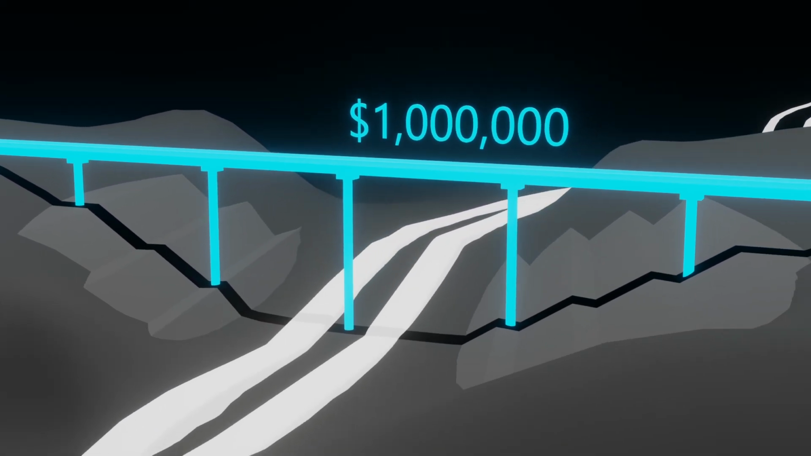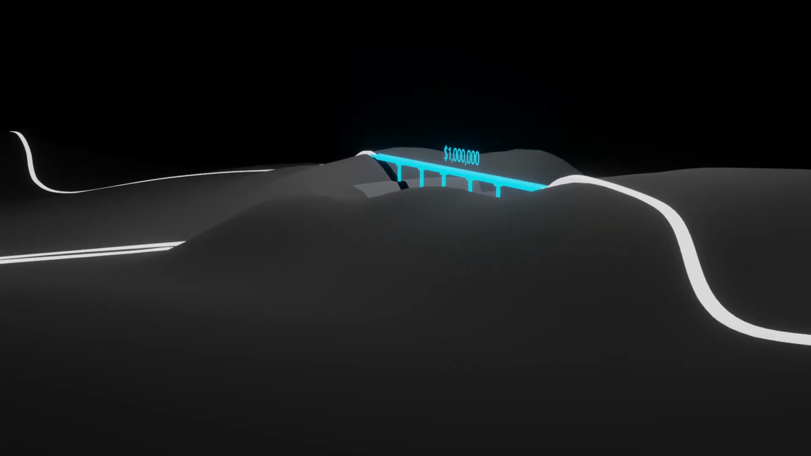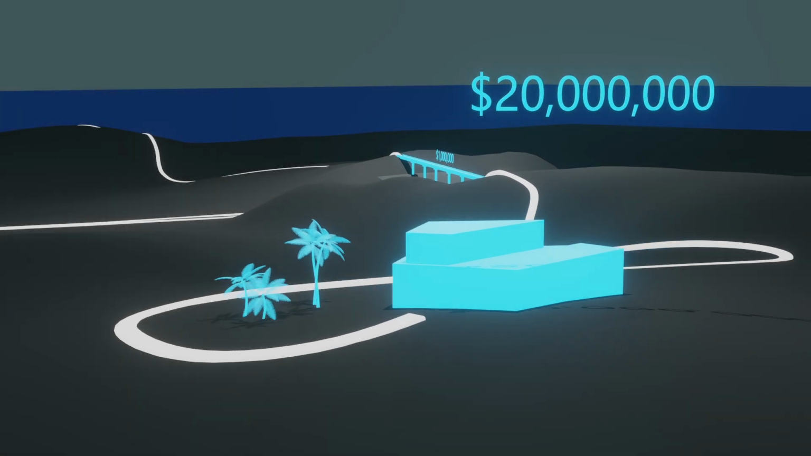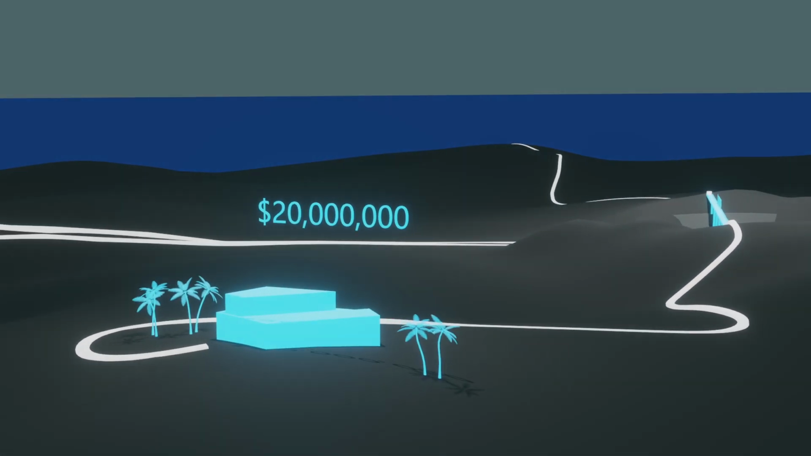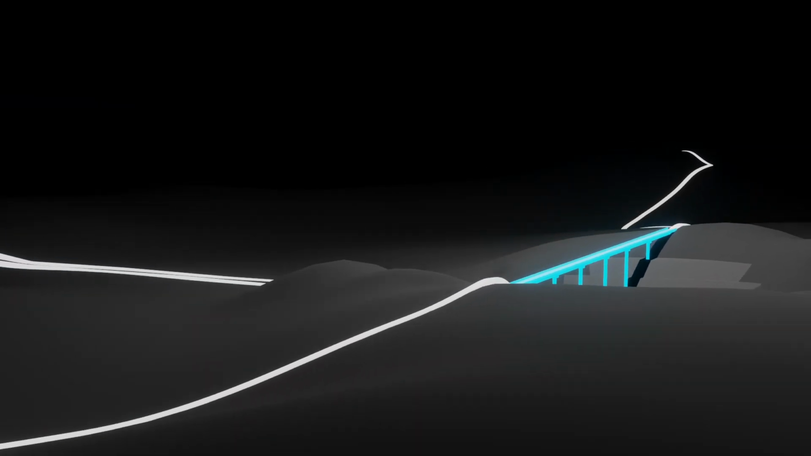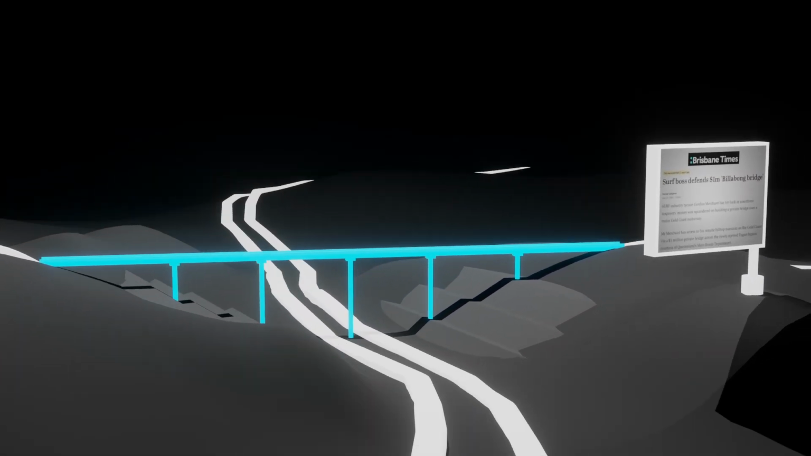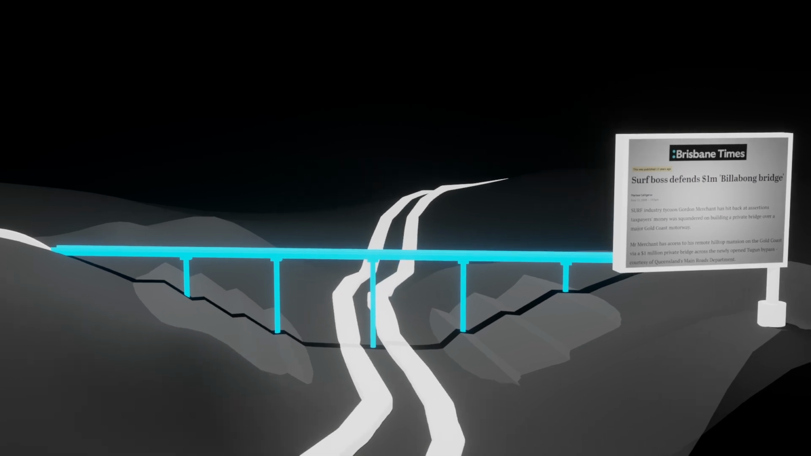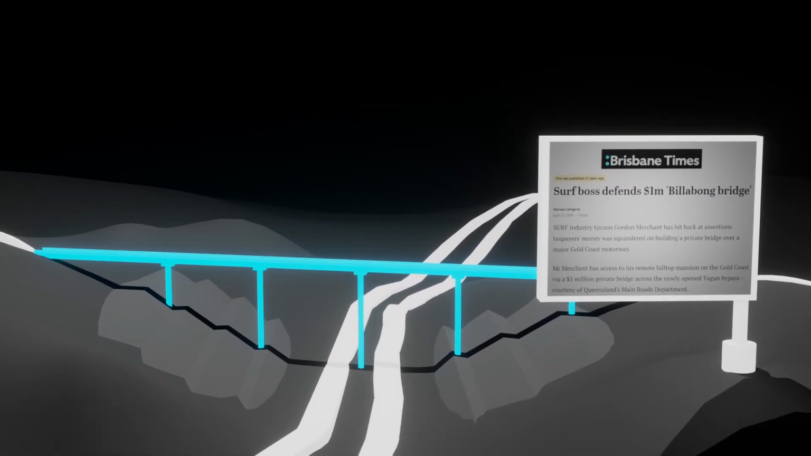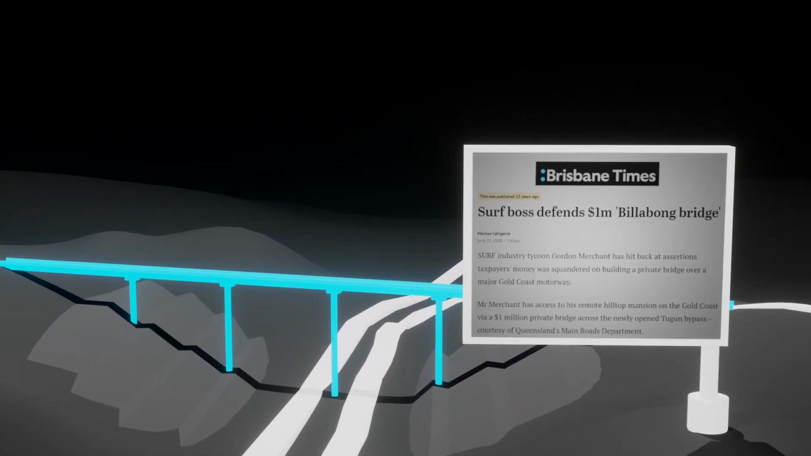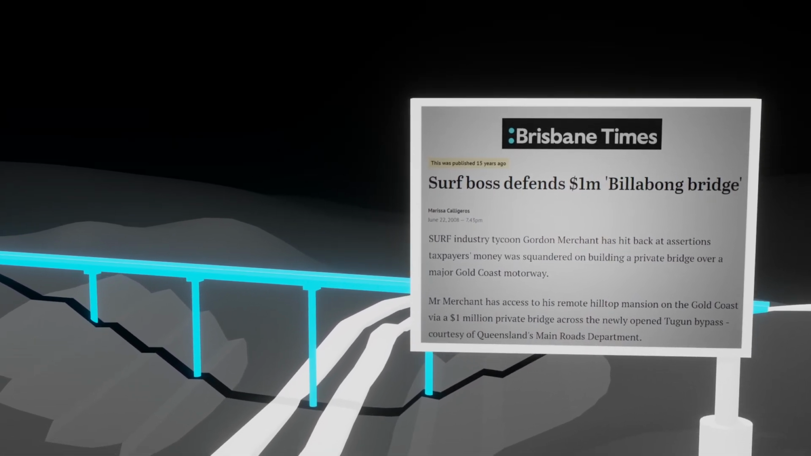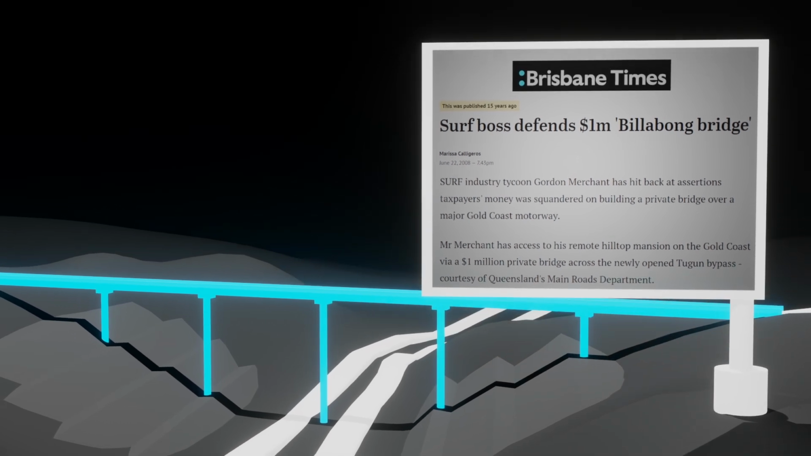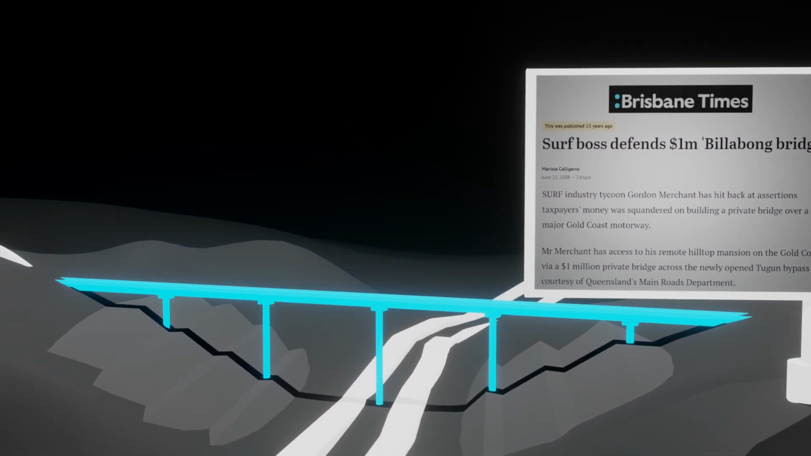The 120-meter-long two-lane bridge would cost $1 million. However, the hilltop mansion with Pacific Ocean views, belonging to, at the time, Australia's eighth richest person, was valued at an estimated $20 million. Clearly, the government was going to go for the cheaper option, even if that meant paying for a private bridge for one of the country's richest businessmen. The decision generated a lot of media attention and led to locals referring to the crossing as Billabong Bridge.